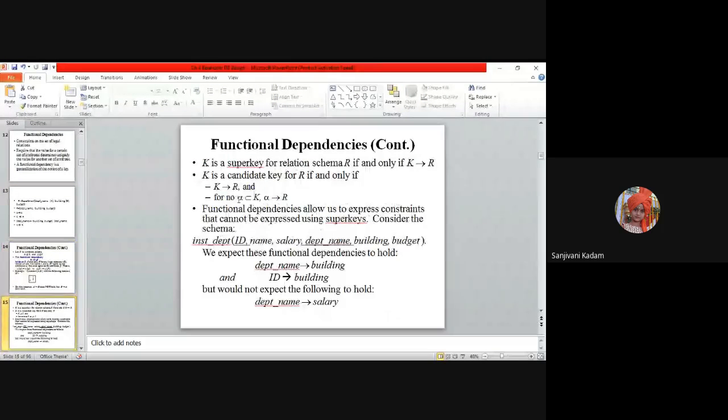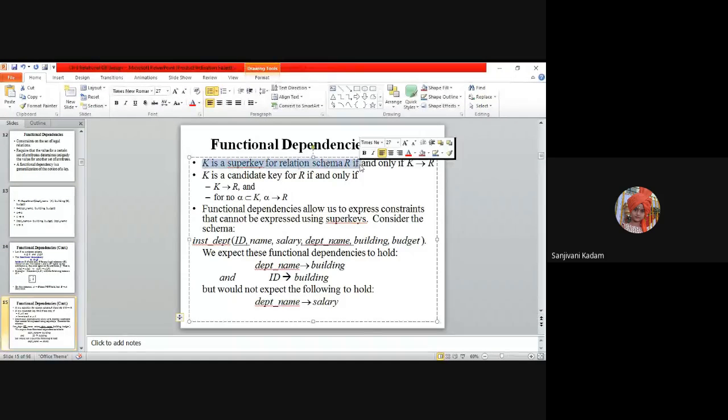So here we were talking about K is a super key for a relational schema R if and only if on K the complete R relation is dependent. Yes, that's why we have seen department name, and on department name all the other attributes are dependent. That's why we can prove that department name is a super key. K is a candidate key. Second rule, K is a candidate key for relation R if and only if K gives R, the first is also true, and for no alpha which is a subset of K, alpha gives R.